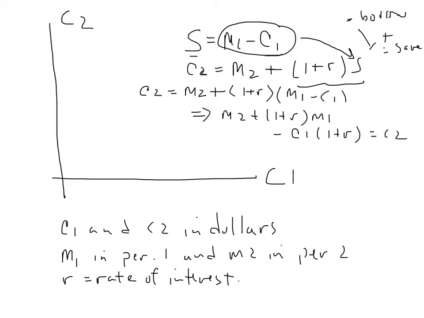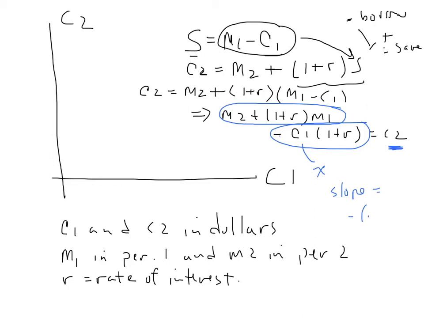Okay? And this is equivalent to our y-intercept in this equation. Notice we've got the y variable all by itself on one side, and this is what? There's our x variable, and minus 1 plus R is what's multiplying against the x variable, so the slope is minus 1 plus R.